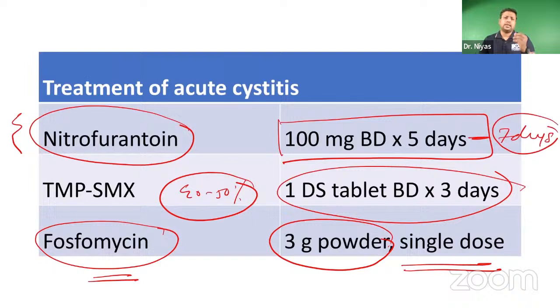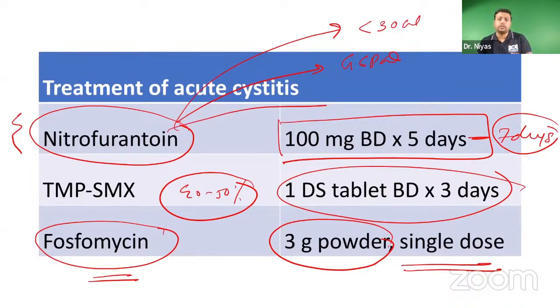Now, there are some things that you have to take care of when you are giving nitrofurantoin. In impaired renal function, do not give it when the creatinine clearance is less than 30. G6PD deficiency is another contraindication, where it can cause hemolysis. Again, it should not be given in the first trimester of pregnancy as well as near term. So these are some contraindications for nitrofurantoin. Other than that, it's an excellent drug, achieving excellent concentration in urine.